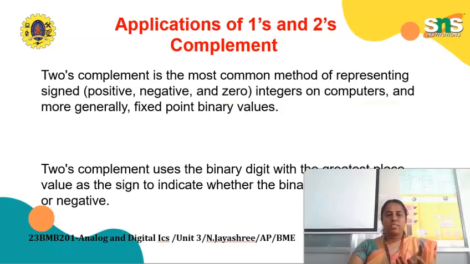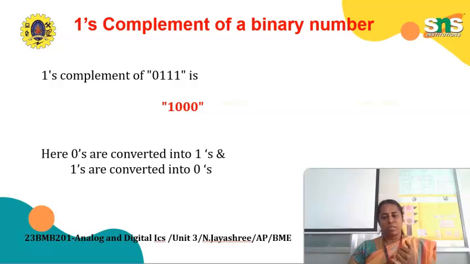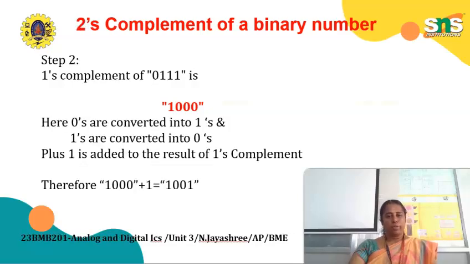So ones complement simply converts zeros to ones and ones to zeros, whereas twos complement is the result of the ones complement plus 1. If 1 is added to the ones complement, we get the result of the twos complement. That is the twos complement of a number.